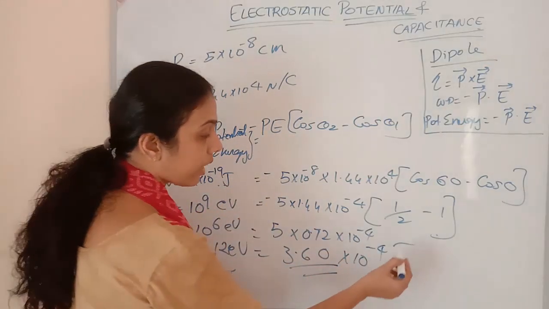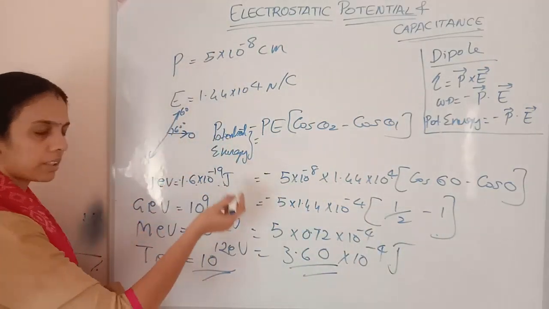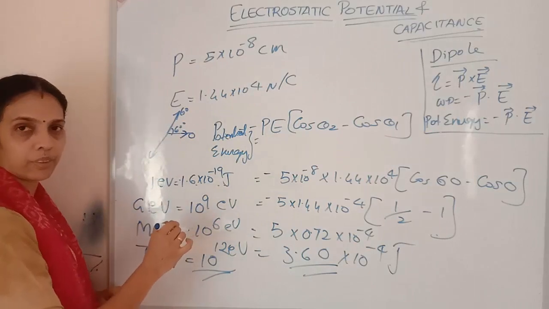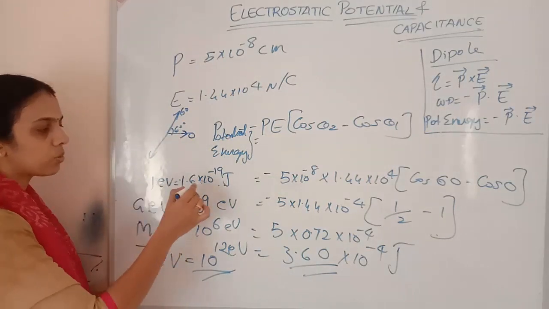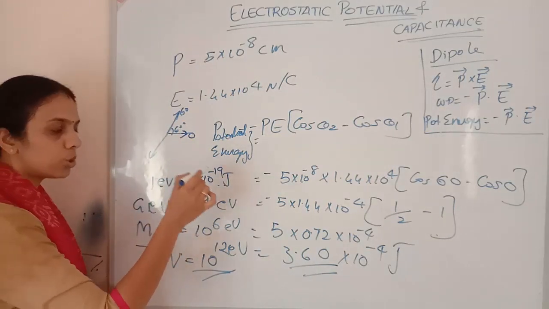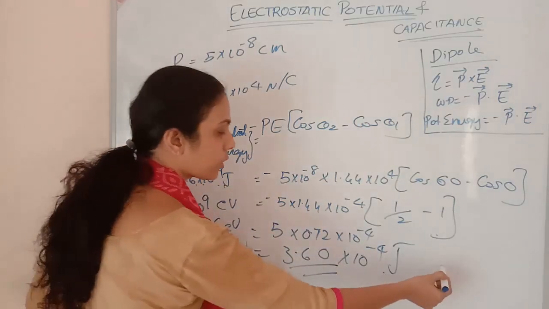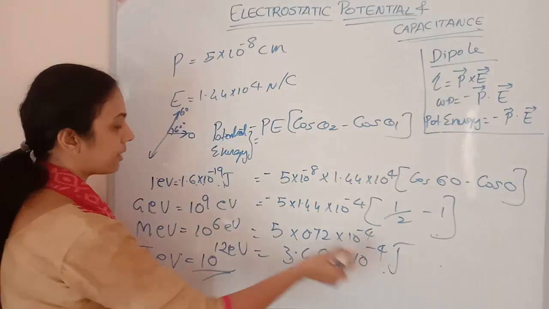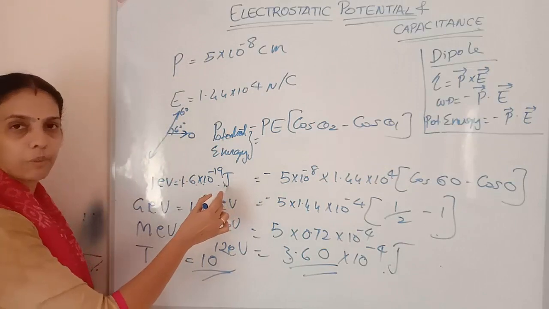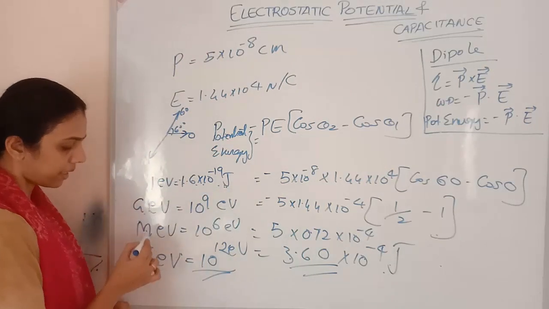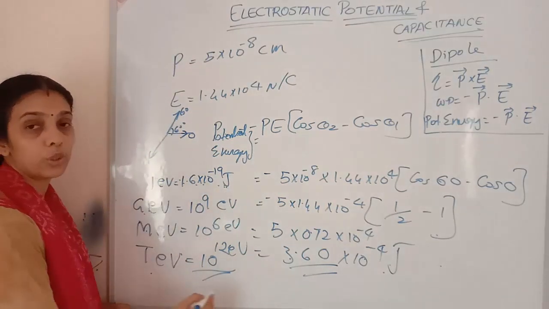If you want to convert joule into electron volt, you should divide. 1 electron volt equals this much of joule. So to convert a joule to electron volt, you divide it by 1.6 × 10^-19. Then giga, mega, tera. This you should keep in mind.